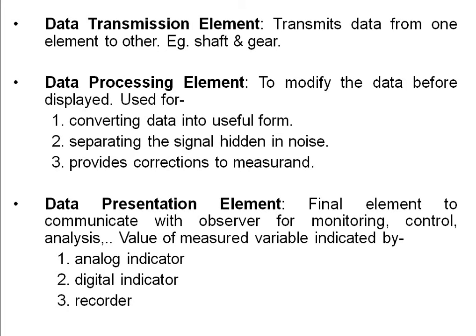Next is the data transmission element. It transmits the data from one element to other. And then the data processing element. It is going to modify the data before it is going to be displayed or it is available for the observer. So it is used for converting the data into the useful form and to separate the signals that have been hidden in the noise and provide the corrections to the measure.